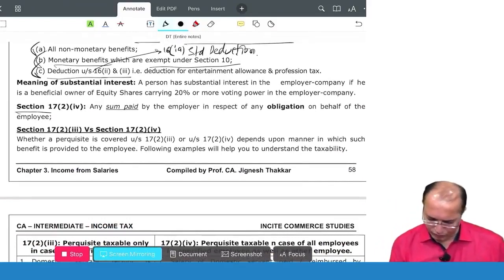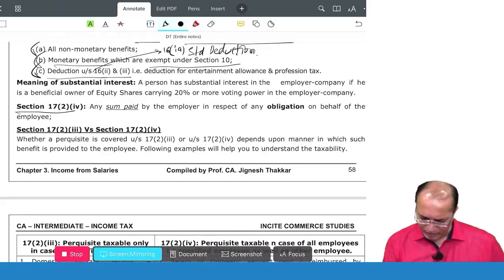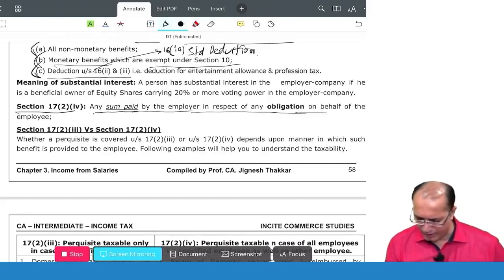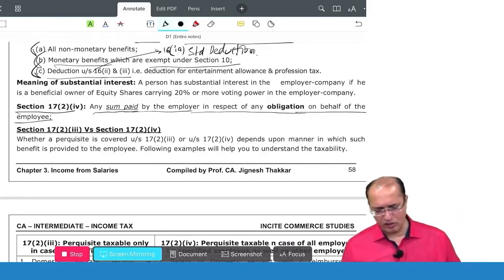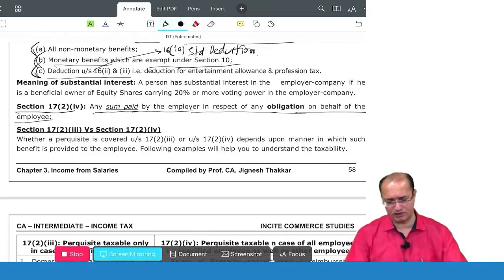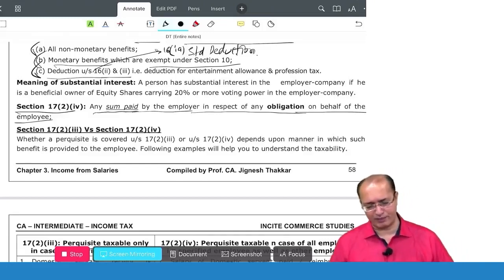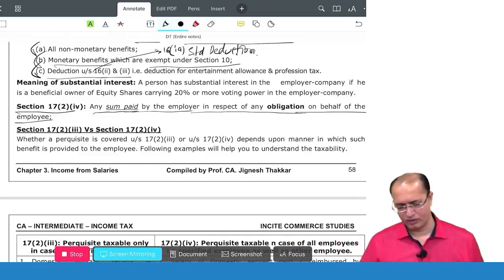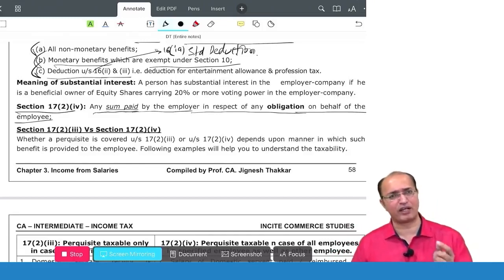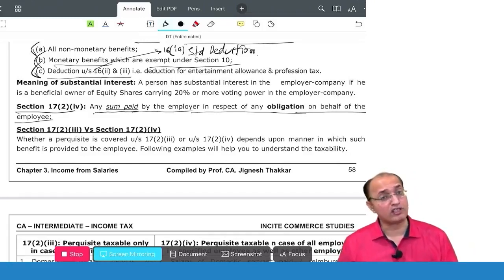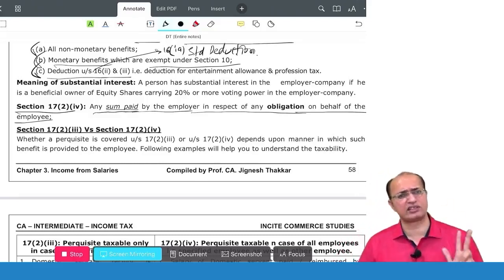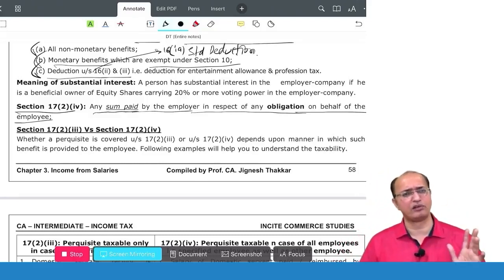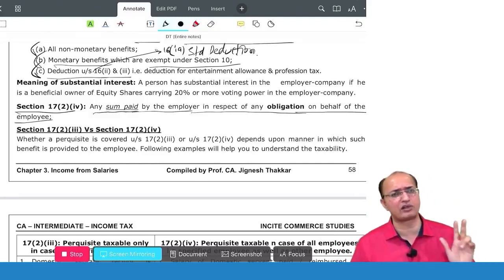Section 17 subsection 2 clause 4, it is already explained to you. Any sum of money paid by employer in respect of an obligation on behalf of the employee. Whenever your personal expense is paid by your employer, or it is paid by you and later reimbursed by the employer, in both these cases that amount will become taxable to you as per section 17, subsection 2, clause number 4.